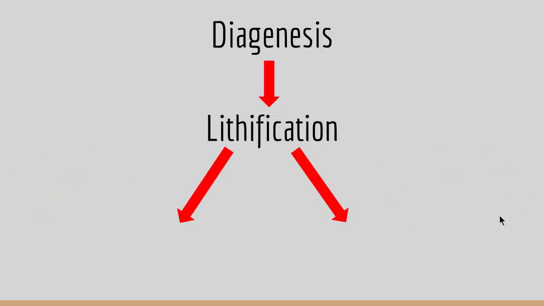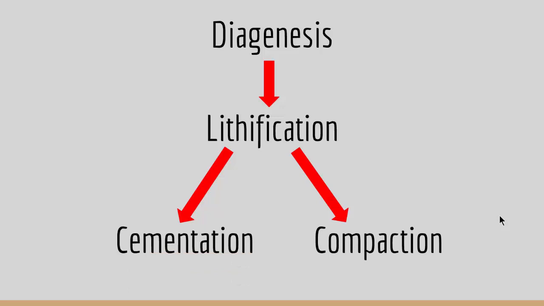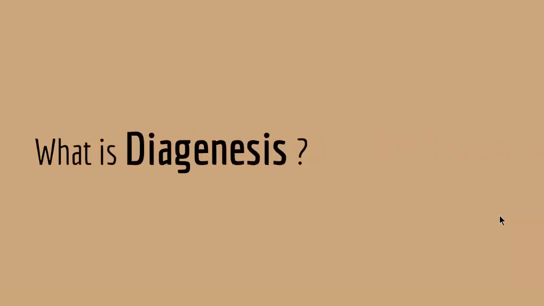We have two types of lithification. We have cementation and compaction. In later slides, we'll explore each of these processes. But first, let's start with diagenesis.